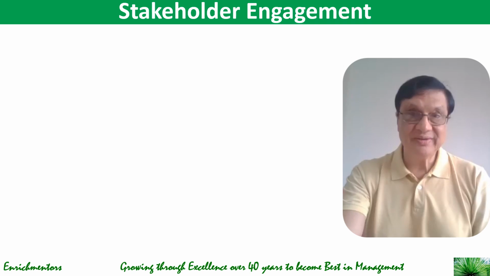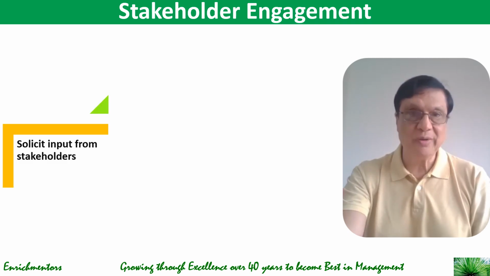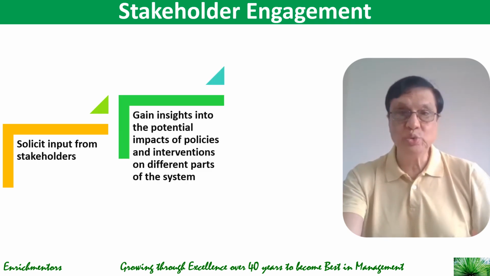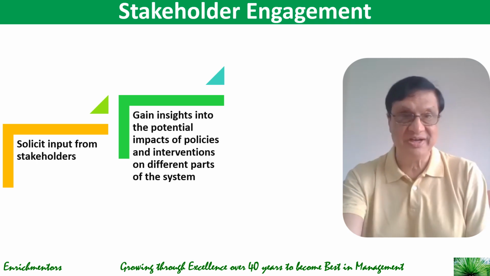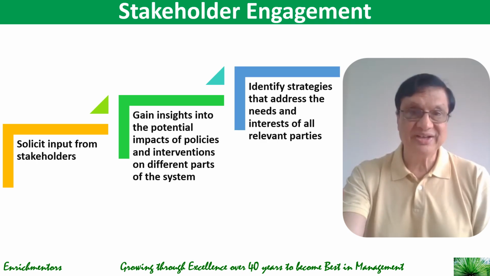The next thing that systems thinking emphasizes is the importance of engaging stakeholders from diverse backgrounds and perspectives in the policymaking process. It does so by soliciting input from a diverse set of stakeholders, and there as a policymaker you can gain insights into the potential impact of policies and interventions on the different parts of the system. That can help you identify strategies that can address the needs and interests of all relevant parties.